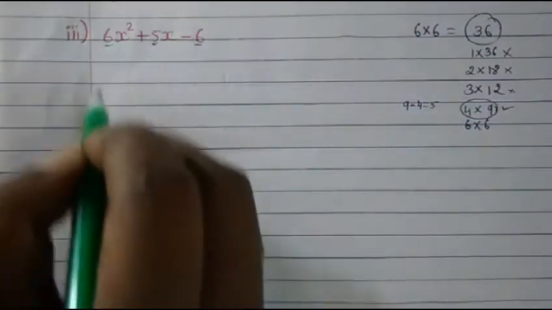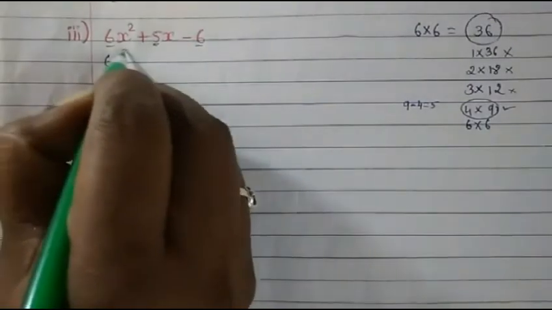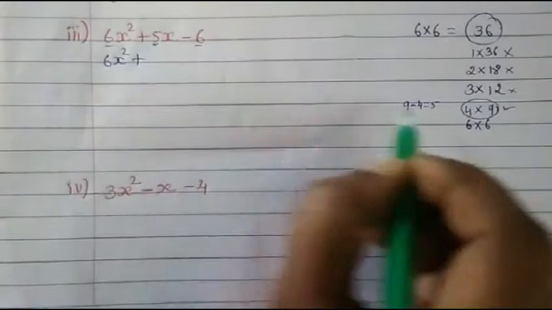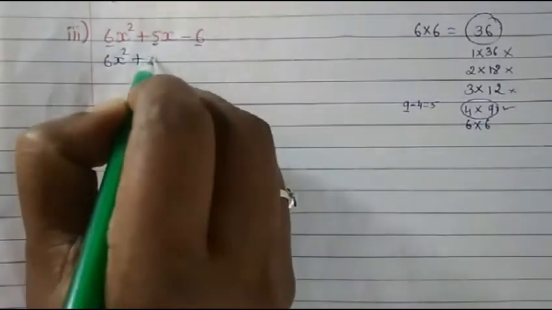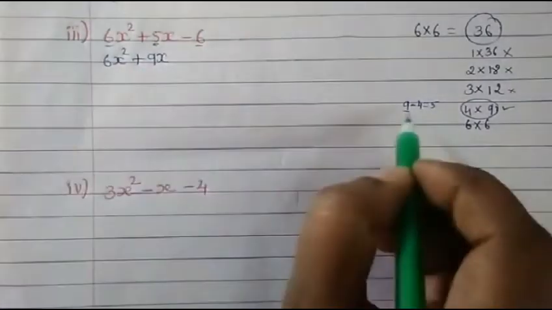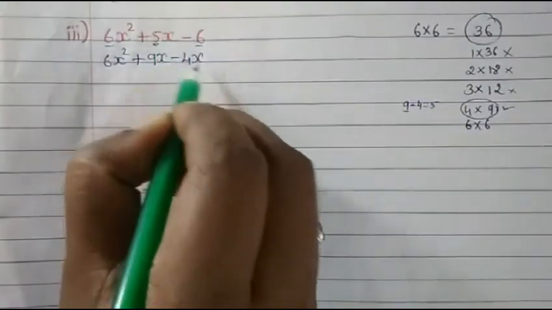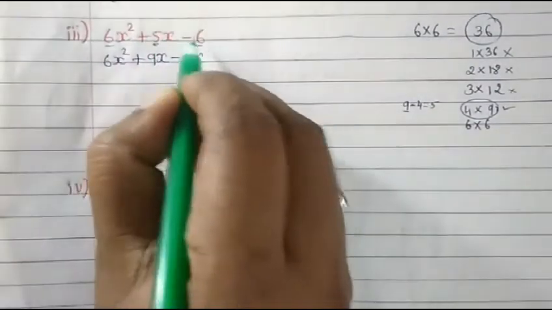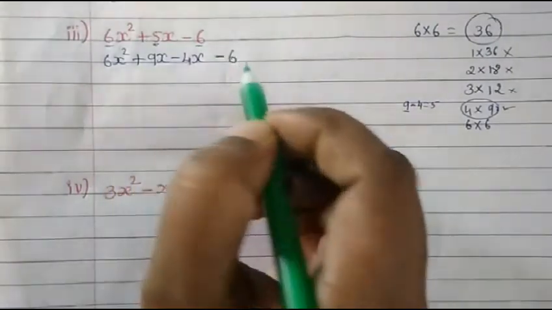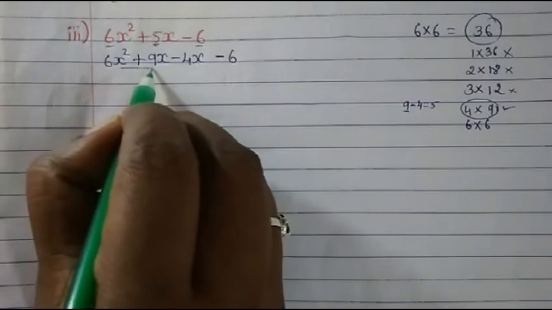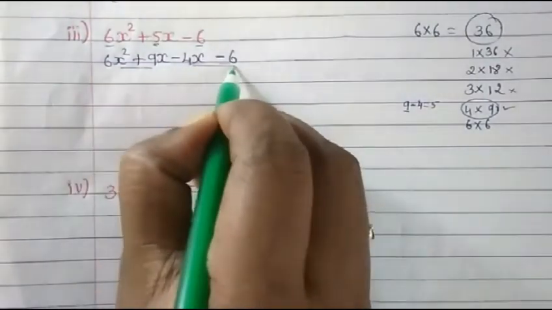So let's write down now. 6x square. What we have to do? 9 we want, so we'll write down 9x, then minus 4x, because we have x here, then minus 6. Now let us make pairs here. This is one pair we have, and this is another pair.